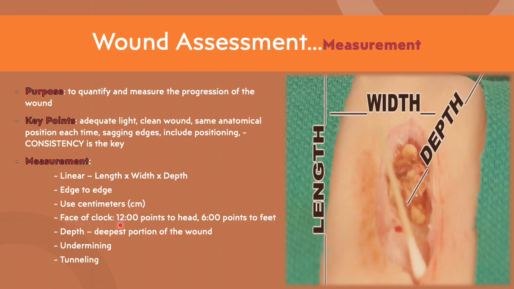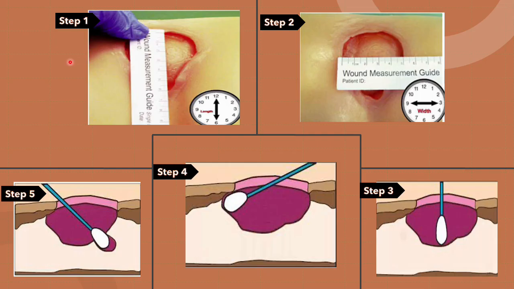We use the face of a clock, where 12 points to the head and 6 points to the feet. The depth, the deepest portion of the wound. Then we measure for any undermining or tunneling. These are the steps for measuring wounds.